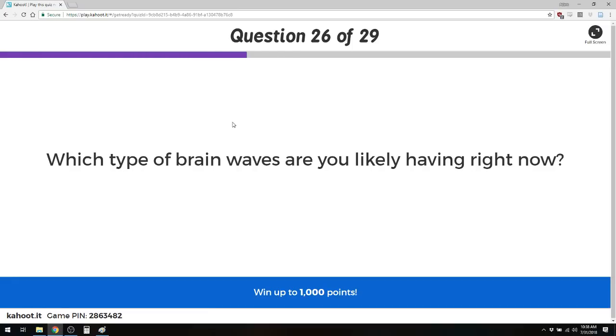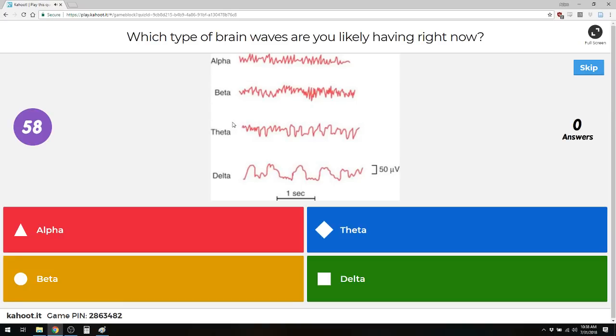Which type of brain waves are you likely having right now? Alpha, theta, beta, or delta? I hope you're having these brain waves. Perhaps you're not, though. Who could say? And how would we actually pick up these signals? What would we use? EEG, an electroencephalogram.